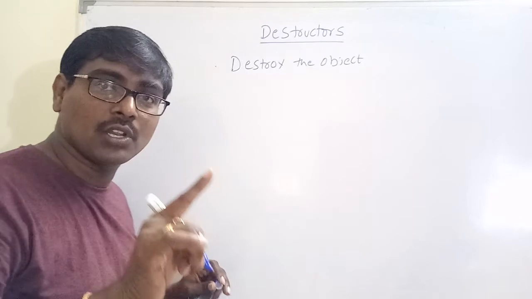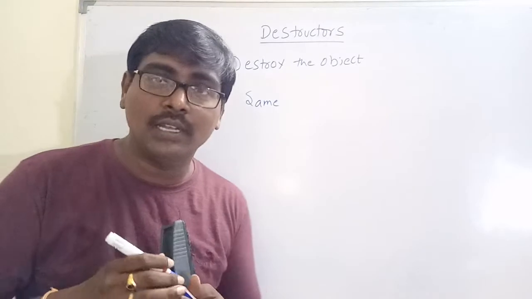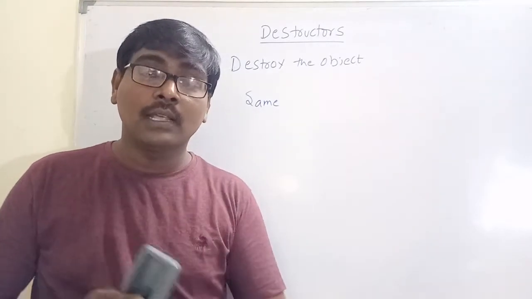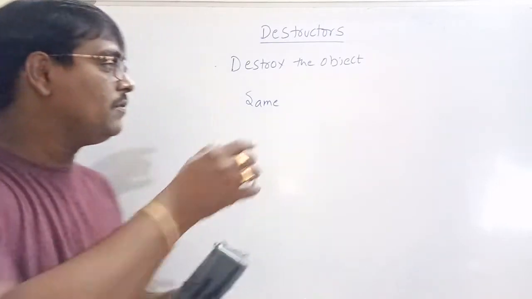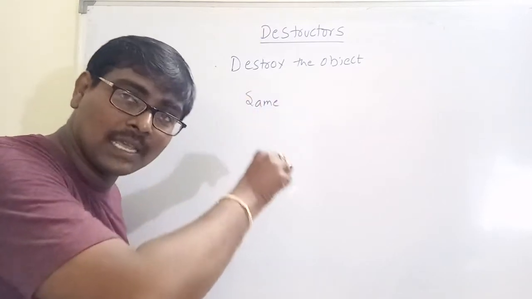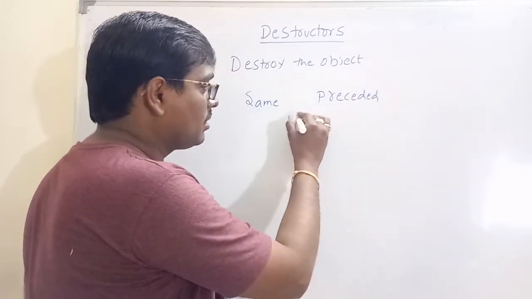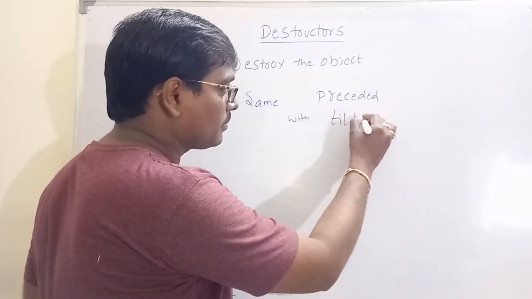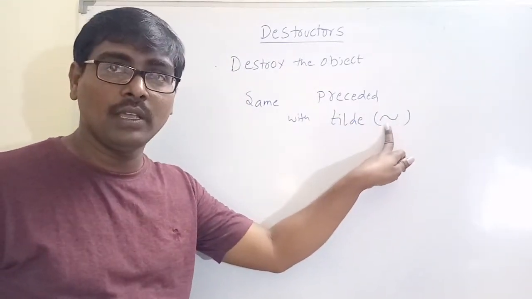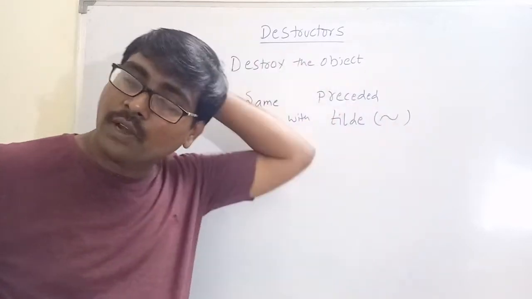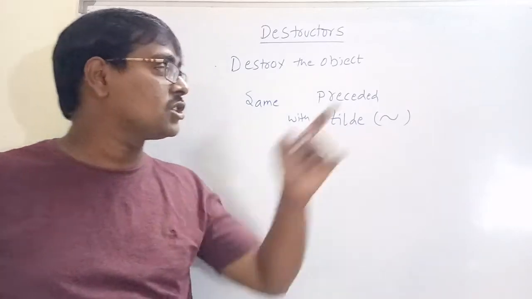The name of the destructor is same as class name. But the constructor is also same. Then how to differentiate the constructor and destructor? Even though the name of the destructor and class name are same, the destructor is preceded with tilde symbol. Okay? If a constructor is preceded with the tilde symbol, then it automatically becomes destructor.